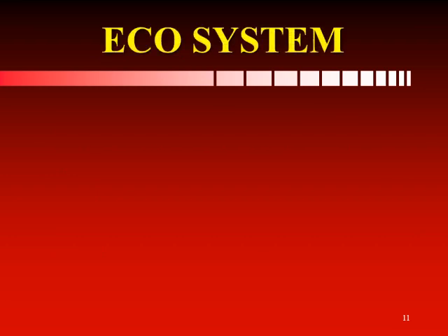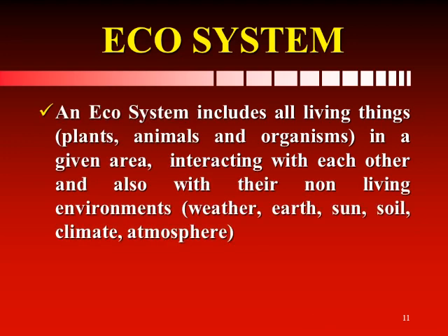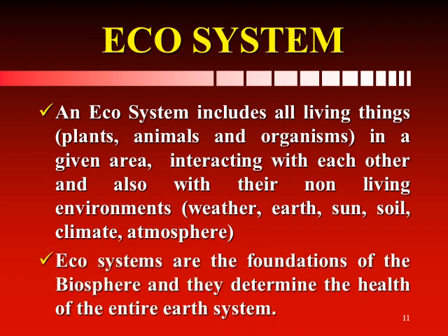Ecosystem. What is ecosystem? Listen, an ecosystem includes all living things. You know what the living things are? Plants, animals and other microorganisms in a given area interacting with each other and also with their non-living environments, that is weather, earth, sun, soil, climate, atmosphere. Ecosystems are the foundations of the biosphere and they determine the health of the entire earth system. What is biosphere? Yes, it is a part of the earth and its atmosphere capable of supporting life.